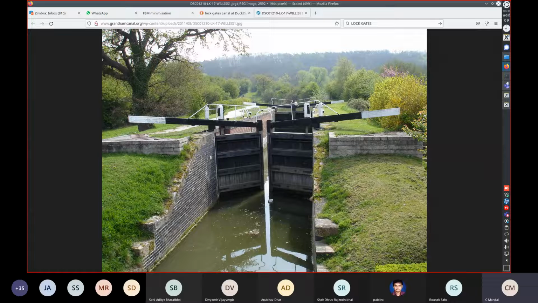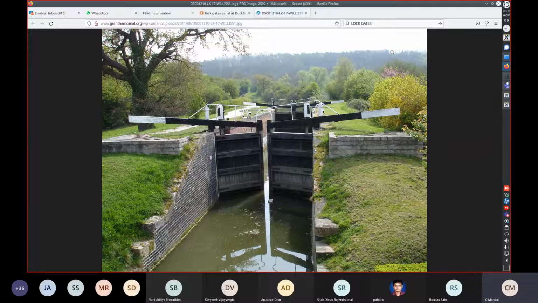You close one gate and open the other, so the boat can come in, it stays here. Then you close this gate and open the other, then the boat can go out. Otherwise, the water will always pass in one direction, so the boat cannot go in. So this is especially important if the boat has to move opposite to the level of the water.